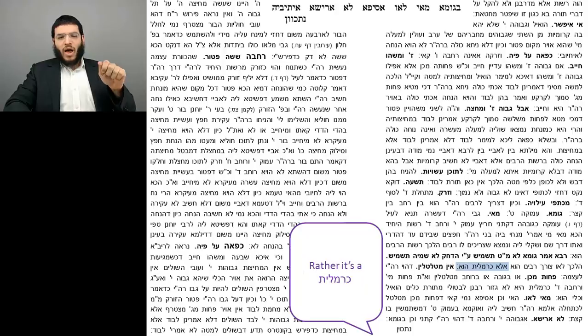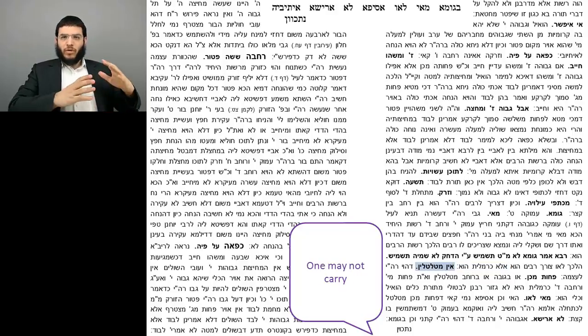Rather it's a karmelis. So if it's 9 tfachim deep and 4 tfachim by 4 tfachim wide, it'll be a karmelis just like if it's 8 tfachim deep and 4 tfachim by 4 tfachim wide. So the Gemara then presented 2 questions on Rava, and these questions were based on brises. One of the first brises said, Ein metaltlin, one may not carry, if there was a box that's 10 tfachim high and 4 tfachim by 4 tfachim wide, one may not carry from the box to the Rishus Harabim, from the Rishus Harabim to the box.